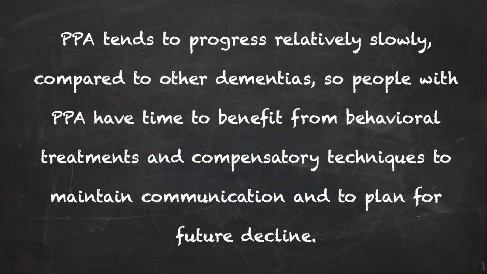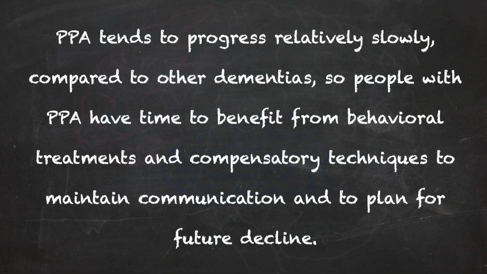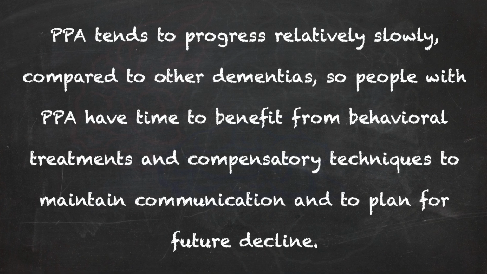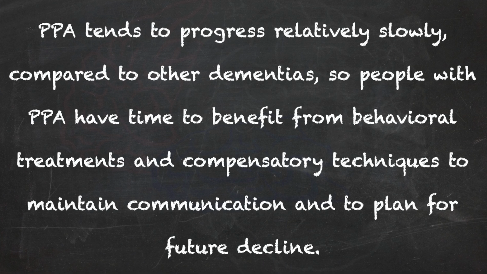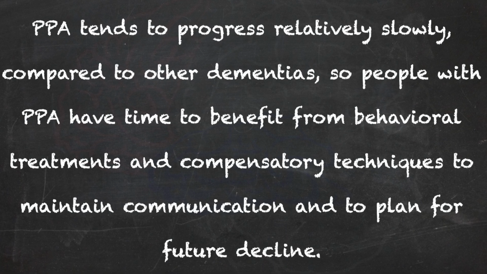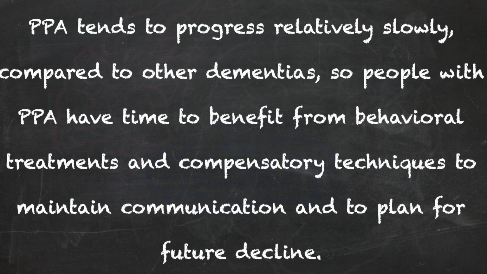PPA tends to progress relatively slowly compared to other dementias, so people with PPA have time to benefit from behavioral treatments and compensatory techniques to maintain communication and to plan for future decline.